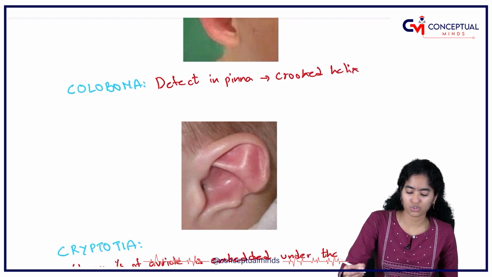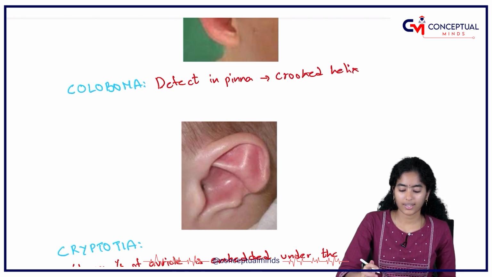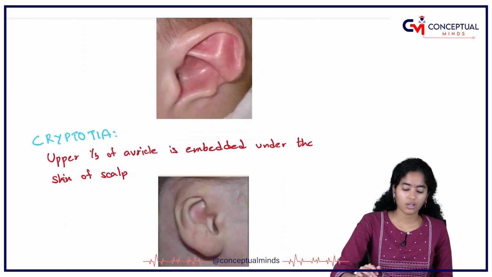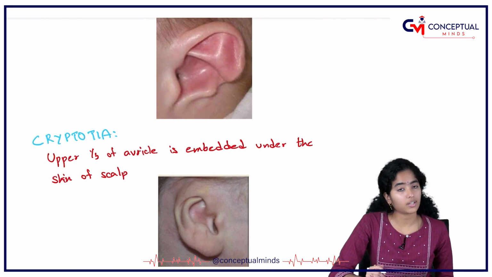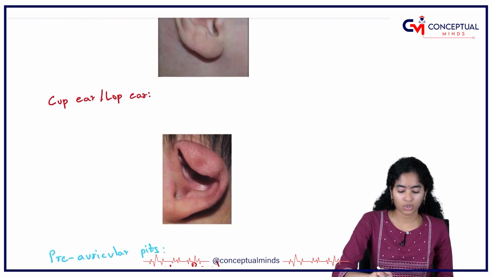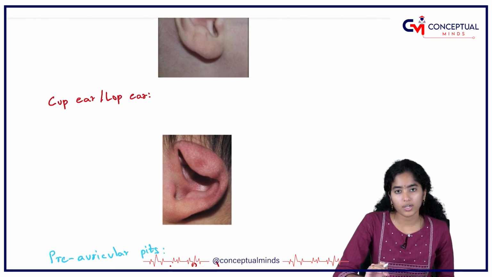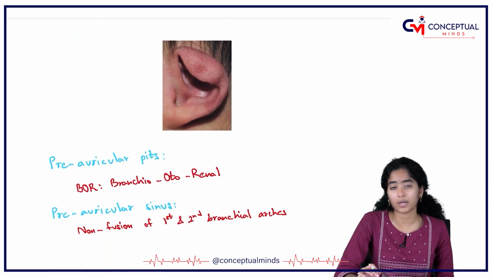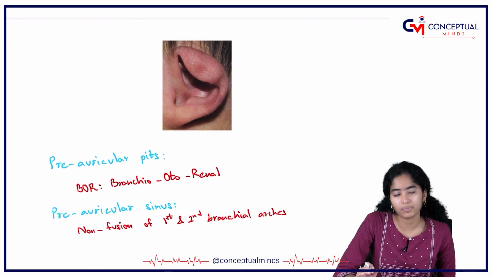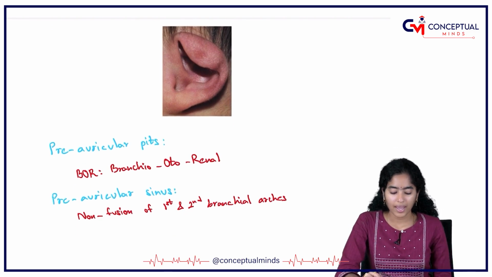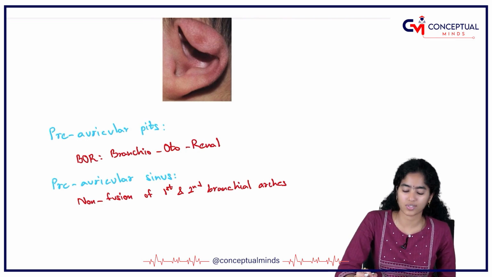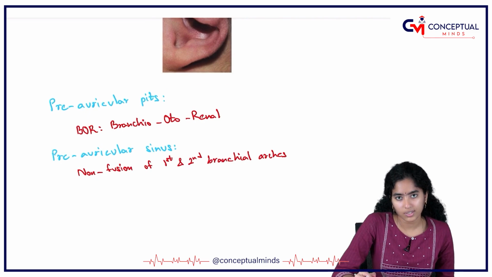As you can see in this picture, the helix has become crooked because of this and the entire structure is disturbed. Cryptotia, upper 1/3 of the auricle is embedded under the skin of the scalp. Cup ear or lop ear, where the auricle is folded upon itself, it is because of underdevelopment or hypoplasia of the upper 1/3 of auricle. Next we have preauricular pits, which could be a sign of branchio-oto-renal syndrome. And preauricular sinus is because of non-fusion of the first and second branchial arches. This is all about the congenital anomalies.